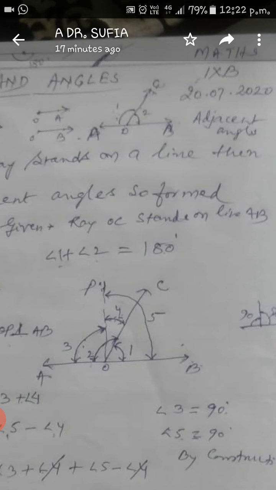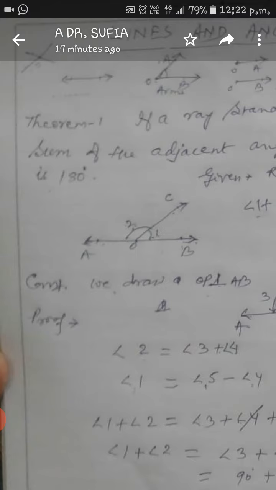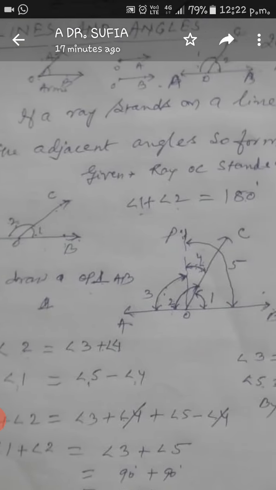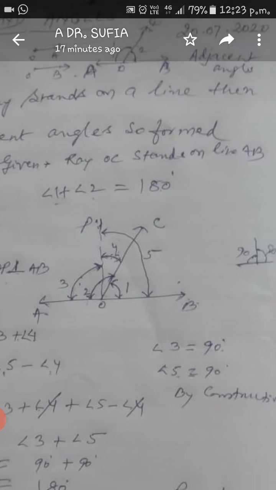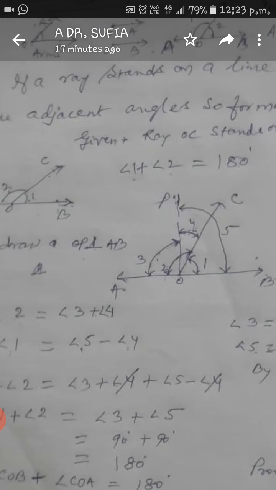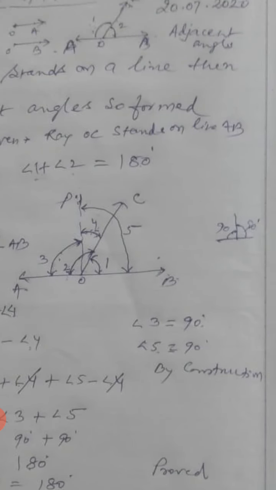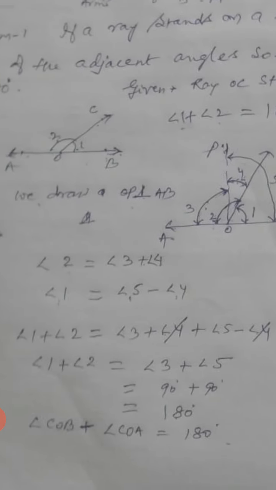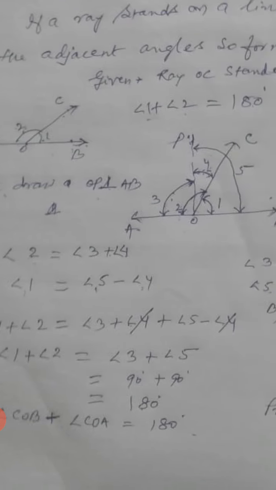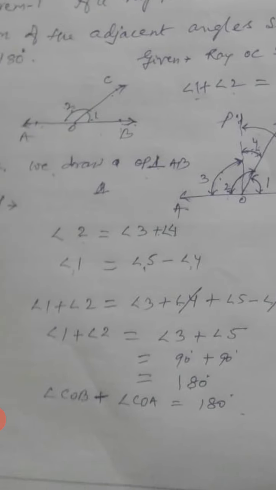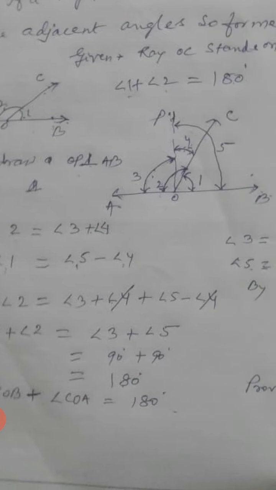Now angle 2 is equal to angle 3 plus 4, and angle 1 is equal to angle 5 minus angle 4. So you see angle 3 is equal to 90 degrees and angle 5 is equal to 90 degrees by construction. Adding these two, angle 1 plus 2 is equal to angle 3 plus 4 plus 5 minus 4. Plus 4 and minus 4 cancel out. So angle 1 plus 2 becomes equal to angle 3 plus angle 5.